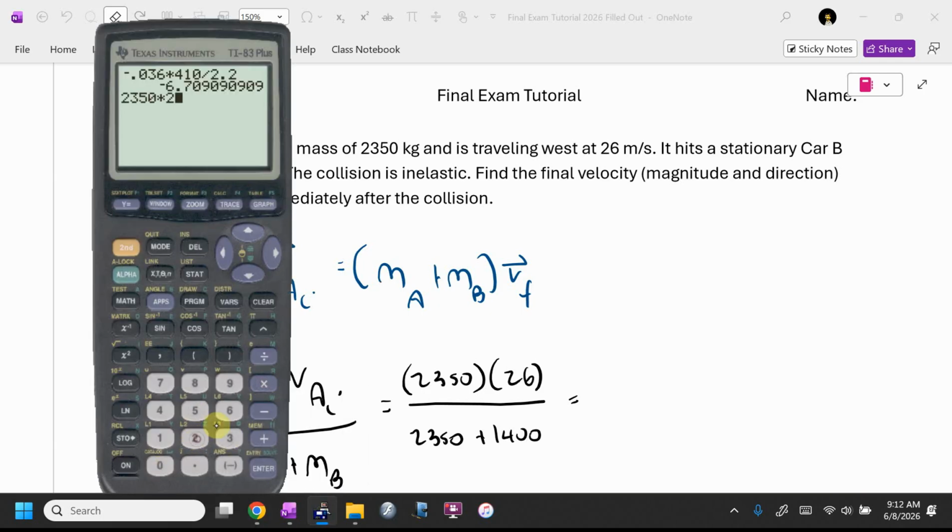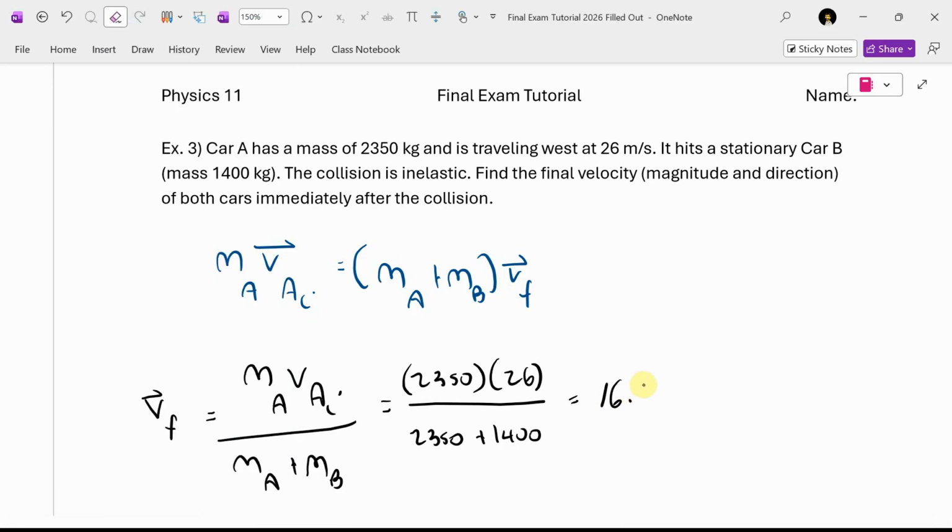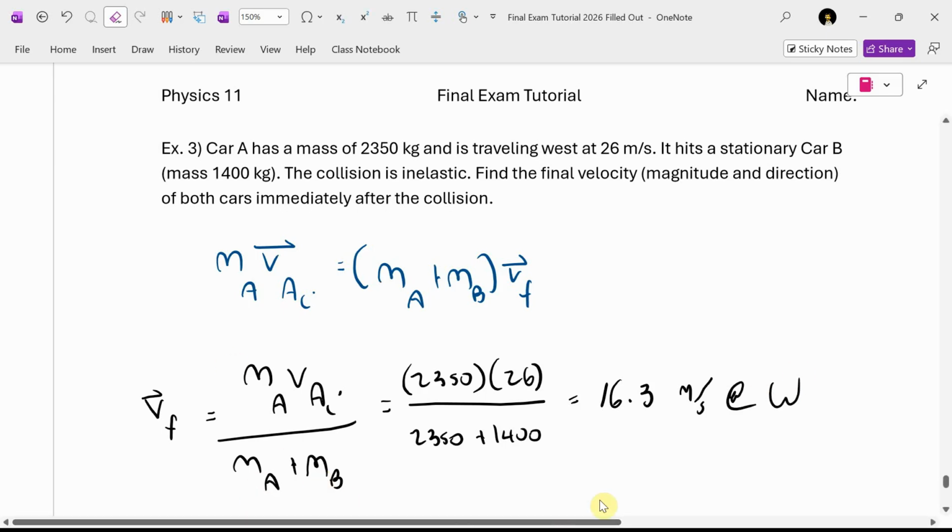2,350 times 26 divided by bracket 2,350 plus 1,400 close bracket. 16.3, direction. It's got to be west because I let west be positive. By the way, that W, since it's after an at symbol, is west. Otherwise, it could be work, it could be watts. I mentioned, hopefully I mentioned, we don't have enough letters going around.